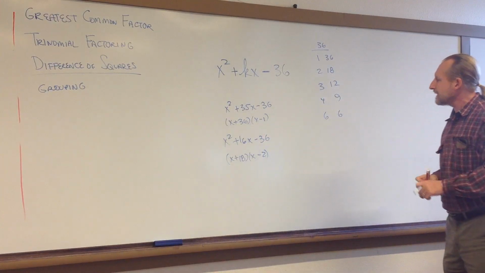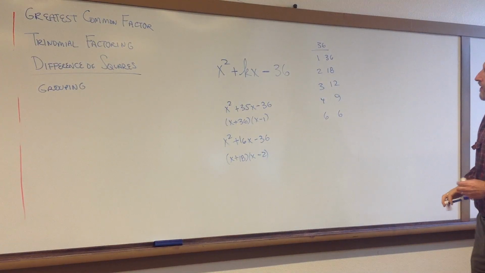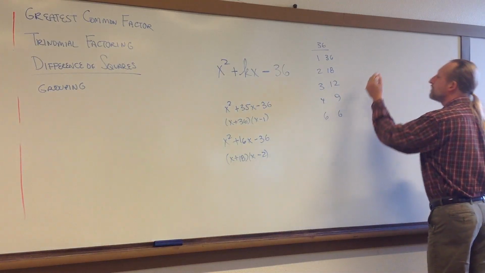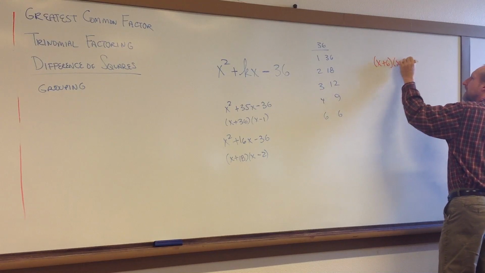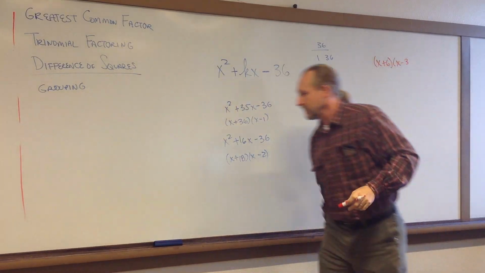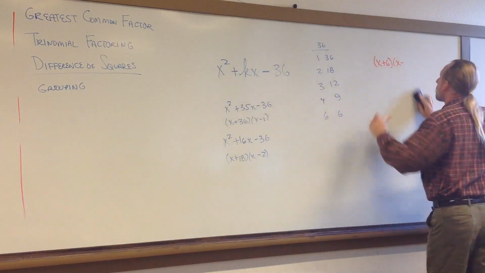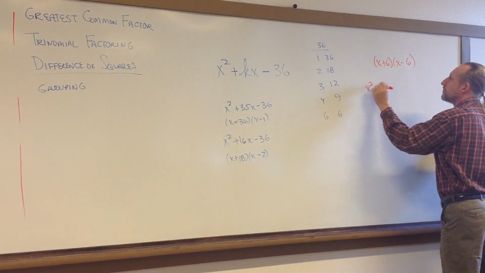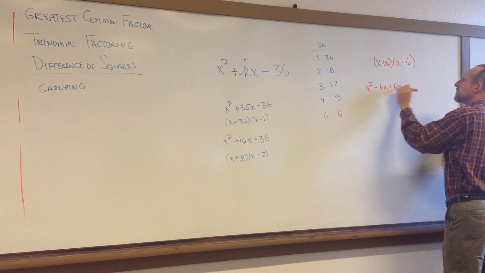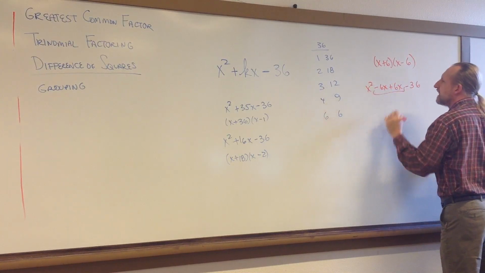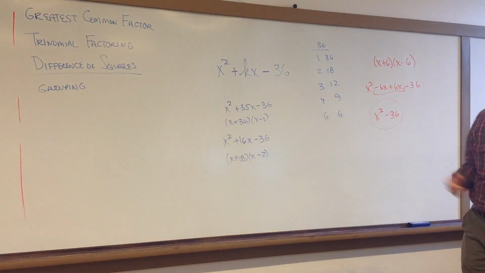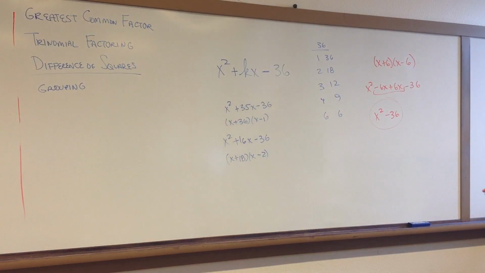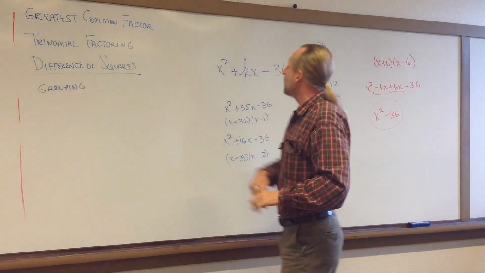This middle number I was getting by doing 36 minus 1 is 35, 18 minus 2 is 16, and so on. But if we get down to the 6 and the 6, the k would be 0. And we would have x plus 6 times x minus 6. This would be x squared minus 6x plus 6x minus 36. These cancel each other out, and so what we get is x squared minus 36. So this is a difference of squares.